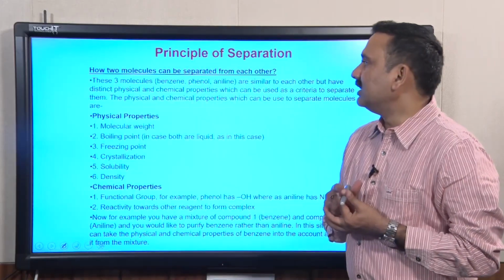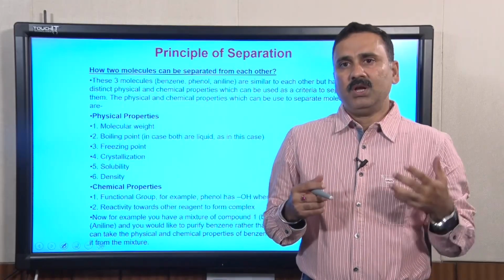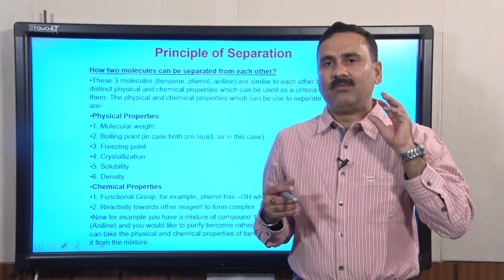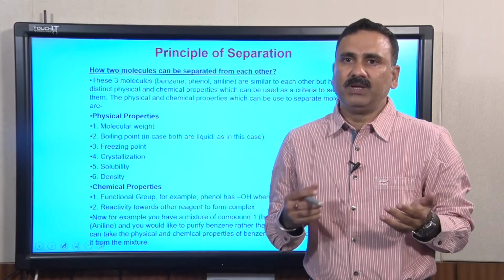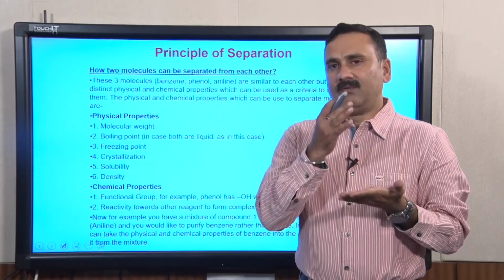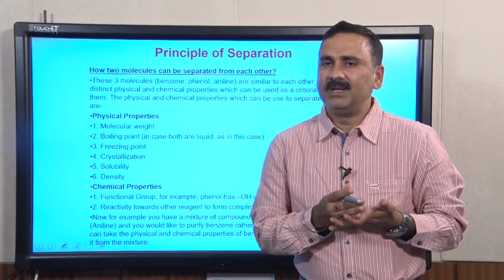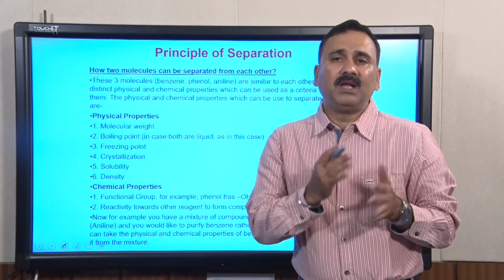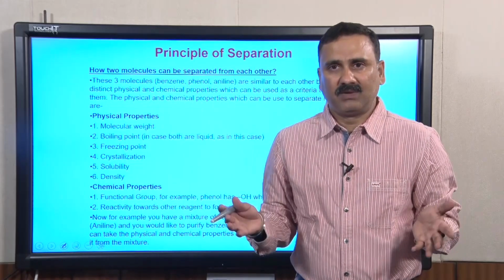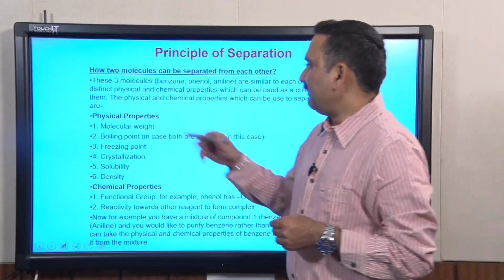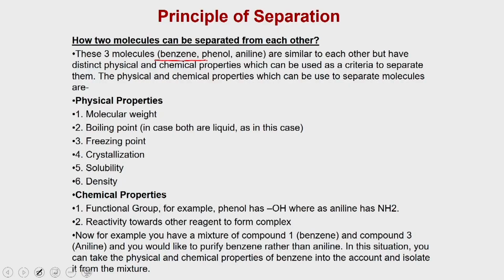this is actually the basis of how to separate molecules. If you would like to separate molecules, you have to know their physical properties, chemical properties, as well as biological properties, as long as we are talking about proteins as well. Here, we have taken an example of 3 molecules, benzene, phenol and aniline, which look very similar to each other, but have distinct physical and chemical properties which could be used as a criterion to separate them.